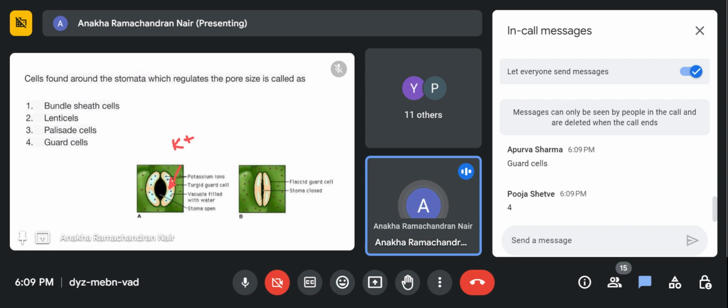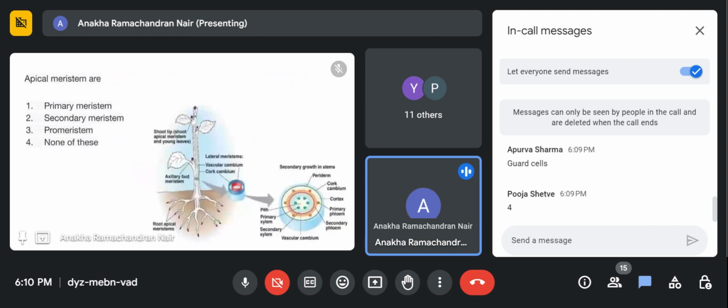And when the stomata has to close, the K positive, the potassium ions go down in number. So when that happens, the water potential increases and the water moves out from the guard cells into the surrounding cells and the stomata closes. Okay. So the correct answer in this case is guard cells. Okay. So let's move on to the next question. Apical meristem is or are: one, primary meristem; two, secondary meristem; three, promeristem; four, none of these.